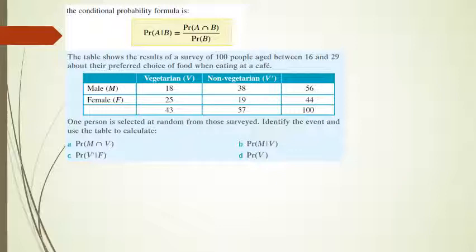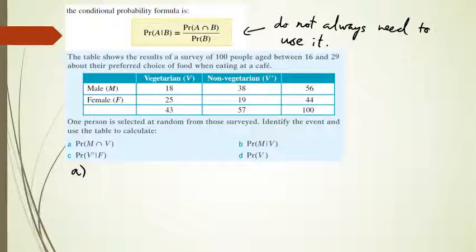The table shows the results of a survey of 100 people aged between 16 and 29 about their preferred choice of food when eating at a cafe. One person is selected at random from those surveys. Identify the event and use the table to calculate. Although there's a formula written here, you don't always have to use it. You might then ask, why is that? Well, I'll just do some examples and you'll see what I mean.